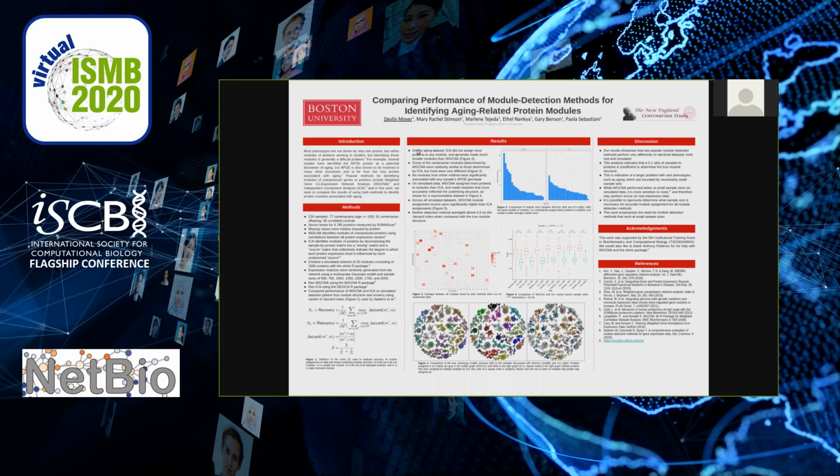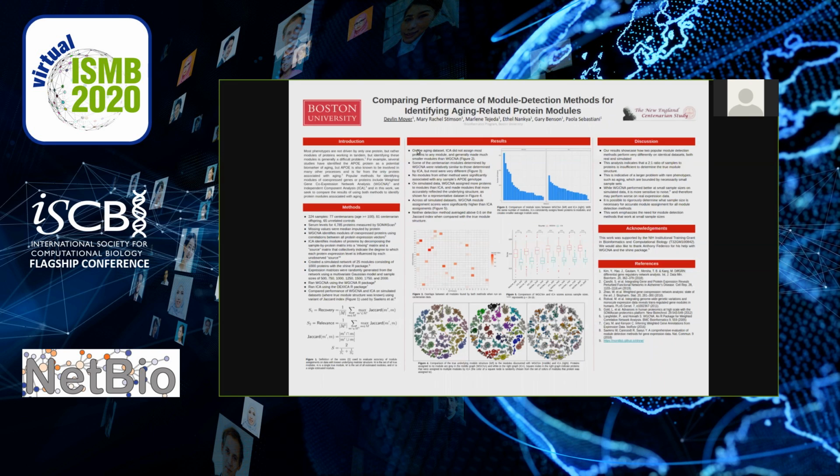In this work, we compare the results of two common techniques for identifying modules of co-expressed proteins when applied to a proteomics dataset from centenarians and both related and unrelated non-centenarians. The proteomics data consists of serum protein levels for just under 5,000 proteins in about 80 centenarians and 140 non-centenarians.